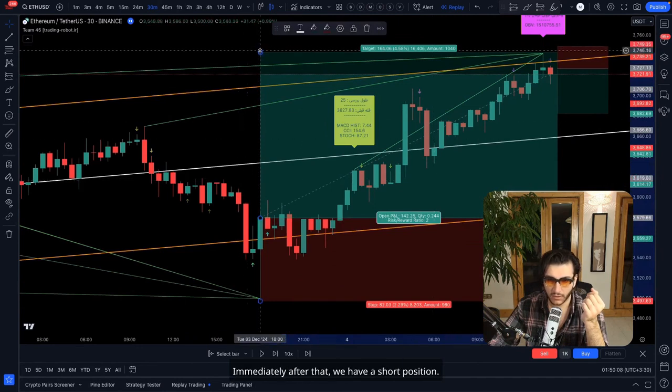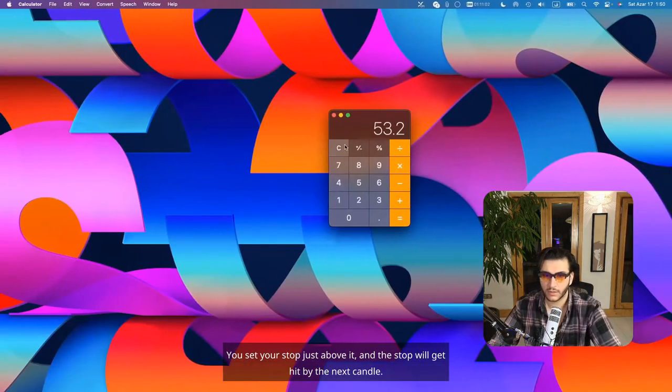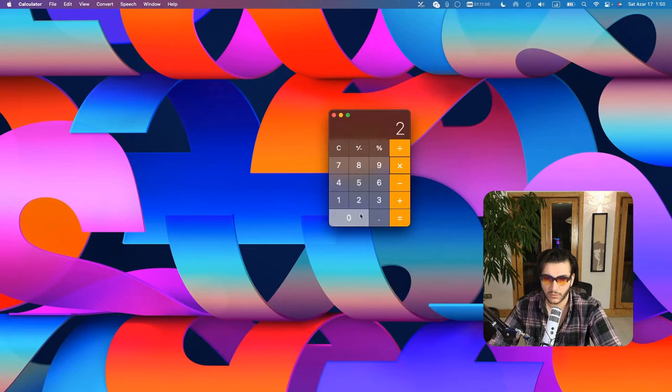This is also 89% positive. Immediately after that, we have a short position. The next candle is showing a nice hit on the close of this candle. We can enter at the close of this candle. You set your stop just above it, and the stop will get hit by the next candle. Don't worry, it happens. Your stops are small, and your targets are big, so it happens.